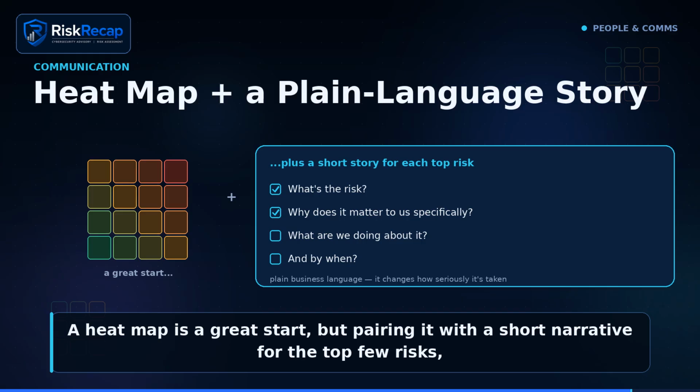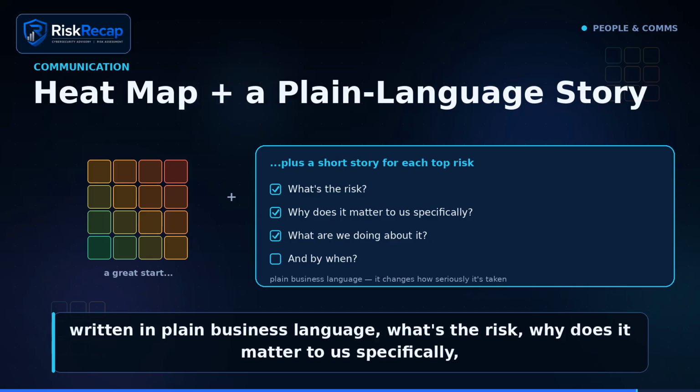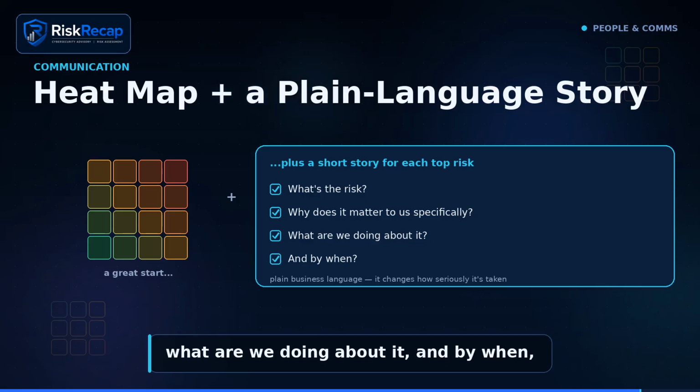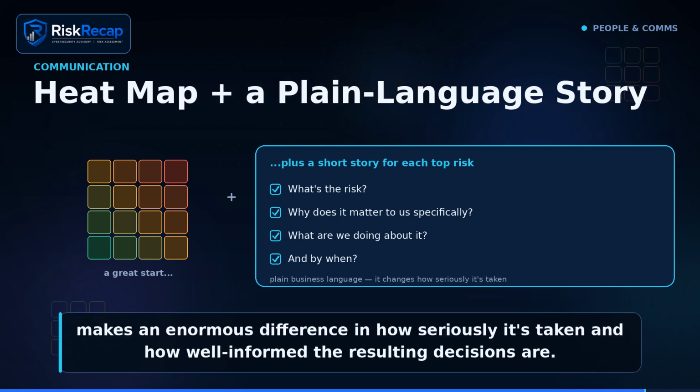One more thing worth mentioning: communicating risk effectively to non-technical stakeholders is its own skill. A heat map is a great start, but pairing it with a short narrative for the top few risks, written in plain business language. What's the risk? Why does it matter to us? Specifically, what are we doing about it? And by when? Makes an enormous difference in how seriously it's taken and how well informed the resulting decisions are.